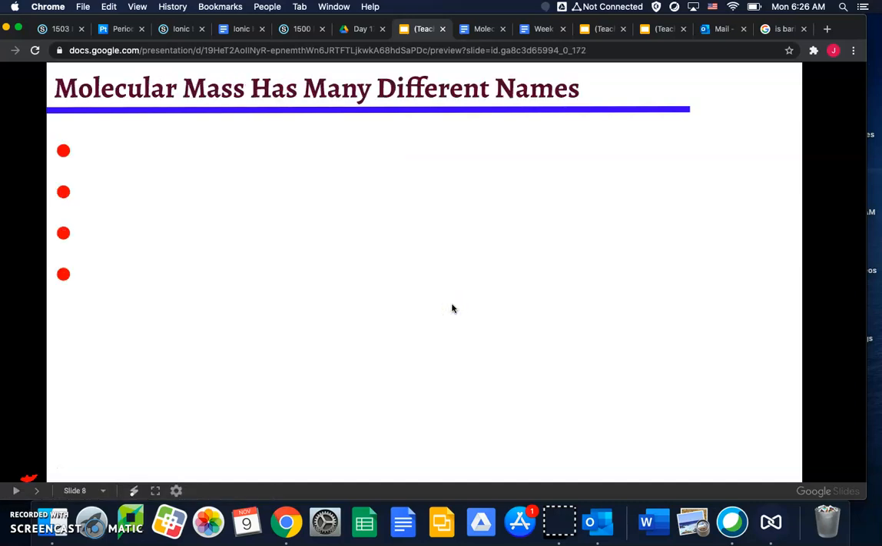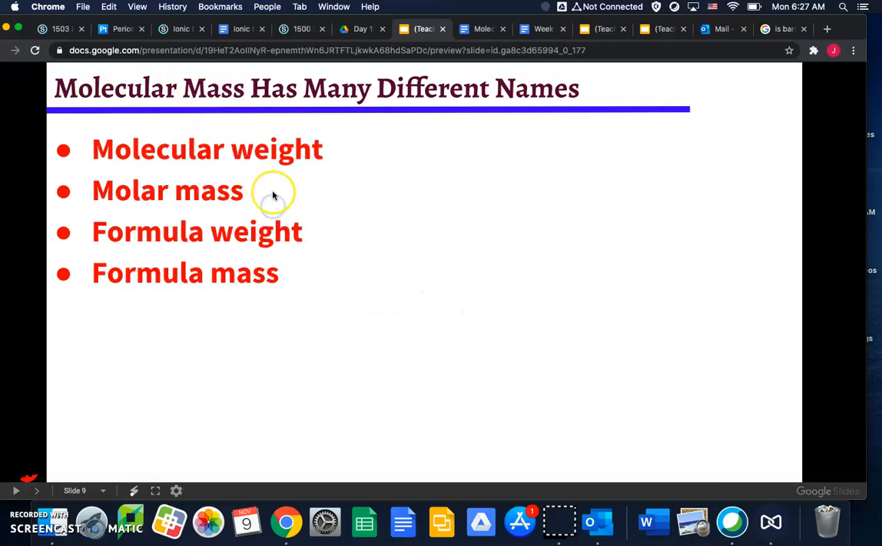Molecular mass has a lot of different names, so I just want to show you some of the other names that you'll see for it going forward. Keep in mind these terms aren't all the exact same thing, but they essentially all mean the same thing. And so for that reason, I think you need to know all these different terms for molecular mass. Sometimes it's called molecular weight. Sometimes it's called the molar mass. Sometimes it's called the formula weight. Sometimes it's called the formula mass. These terms all essentially mean the same thing, though. If you have a compound, the mass of that compound is the molecular mass, or any one of these terms.